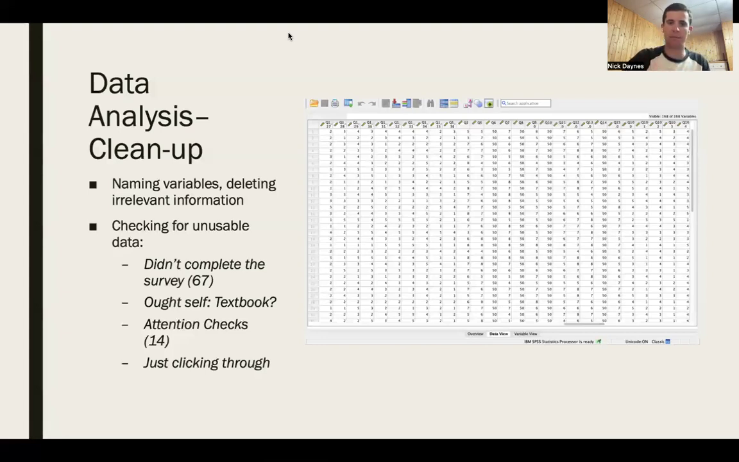Here's an example. You just have a bunch of numbers, and you have to go through and clean it up. So this involves naming variables, deleting irrelevant information, just sorting through it to make sure it's clean and easy to see. And then what you do is you check for unusable data and you throw it out.